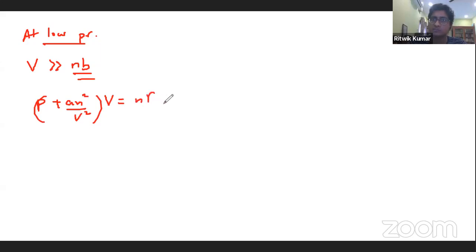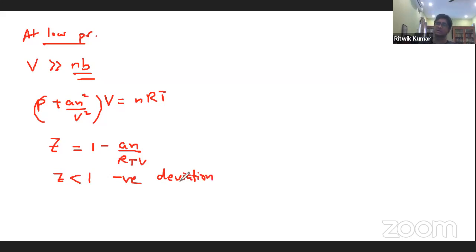Now at low pressure, what happens? At low pressures, everything is spread far away, right? The volume is much larger, so the volume term is much larger than the excluded volume. This becomes negligible now. It's okay to assume them to be point masses, right? So we will have (P plus an square by V square) into V equal to nRT. Finally, if you simplify this, you'll get Z equal to 1 minus an by RTV, or Z is less than 1, which is the negative deviation. So many of the molecules at low pressures show negative deviation, and that is correct according to the graph as well. Is this clear?